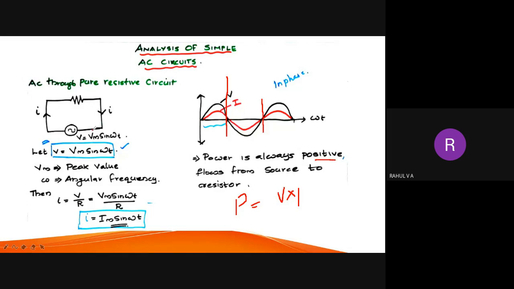That means it will flow from the source, that is this voltage source, to the load. Load is nothing but your resistor. So all of you understood?